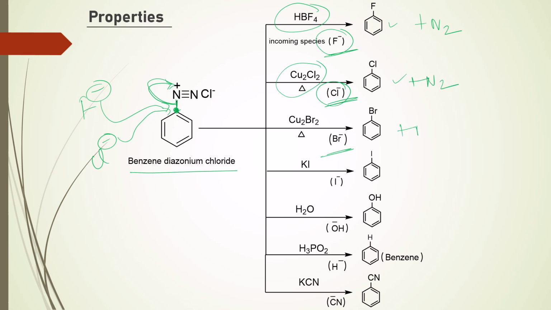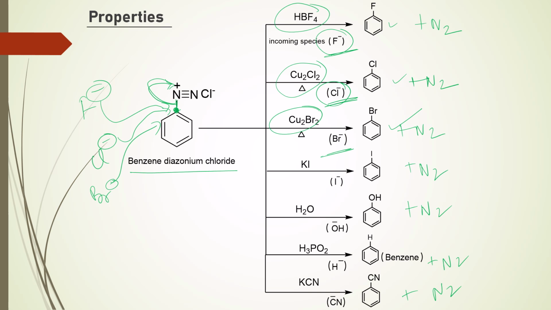And the same is the case with all other cases. In all the cases, there is evolution of nitrogen. And when you take cuprous bromide, the negative part is bromide ion, and that bromide ion will now attack this particular carbon and will give you the corresponding bromobenzene. And if you add potassium iodide to benzene diazonium chloride, it will give you iodobenzene.